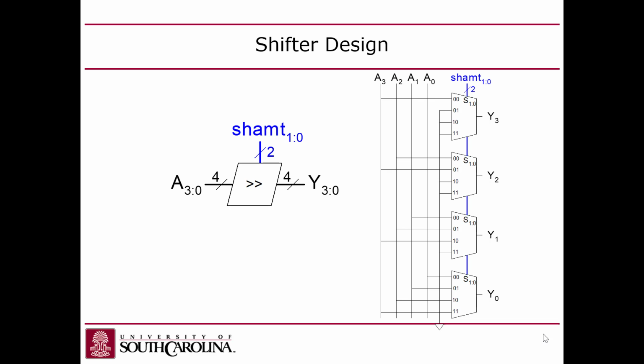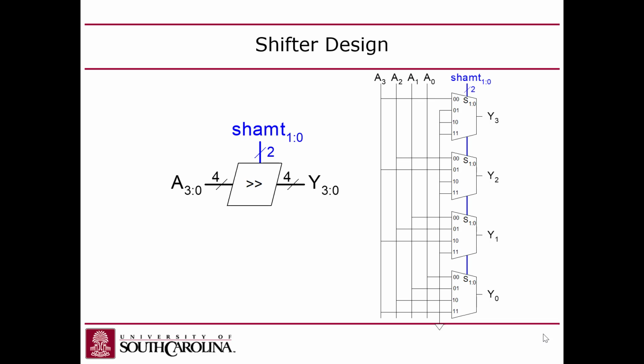For Y2, the same thing applies for shift amounts of 2 or 3. But if you shift by 0, you pass in A2 directly out to Y3. And if you shift by 1, then they're picking up A3. See that? So A3, which is the leftmost bit of the input, will get shifted down to bit 2 of the output if the shift amount is 1. Right? If the shift amount is 2 or 3, then you're going to be shifting in 0.